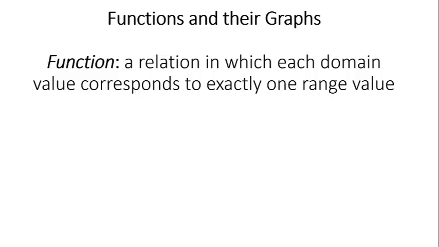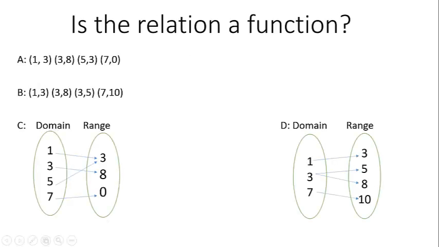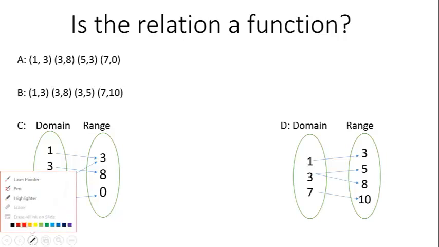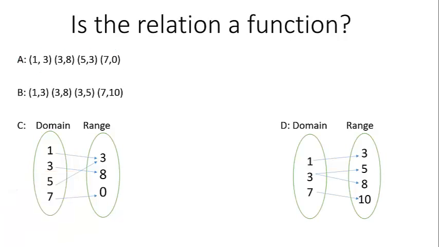Alright, a function is a special kind of relation in which each domain value corresponds to exactly one range value. So we're going to look at some of these relations here and decide if they are functions. This first one right here, we remember that each domain value, 1, 3, 5, and 7, has to correspond to only one range value. So 1 corresponds to 3, 3 to 8, 5 to 3, and 7 to 0. So this is a function.